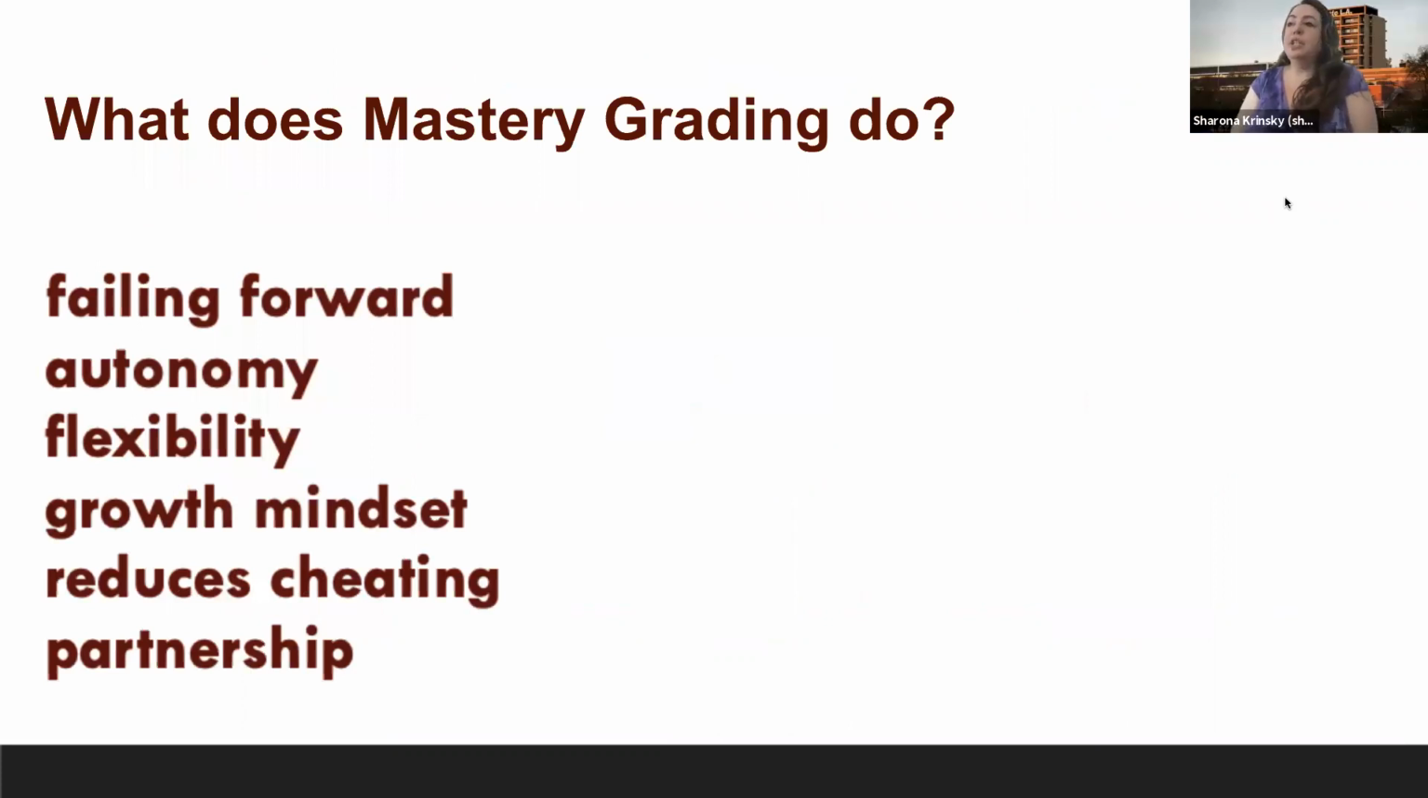So we wanted to just touch on some of the benefits that we perceive mastery grading in all of its flavors to do. The first thing that it enables students to do is what we call fail forward. So they fail an assessment of some sort, whether it's a portfolio or a quiz or whatever, but they're given feedback that actually matters, that they actually need to use, and they go forward in their learning. So it doesn't stop them.